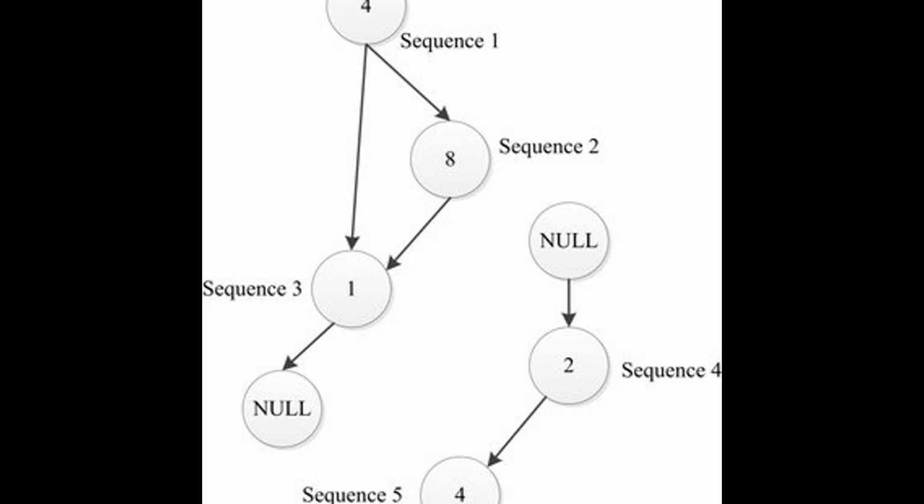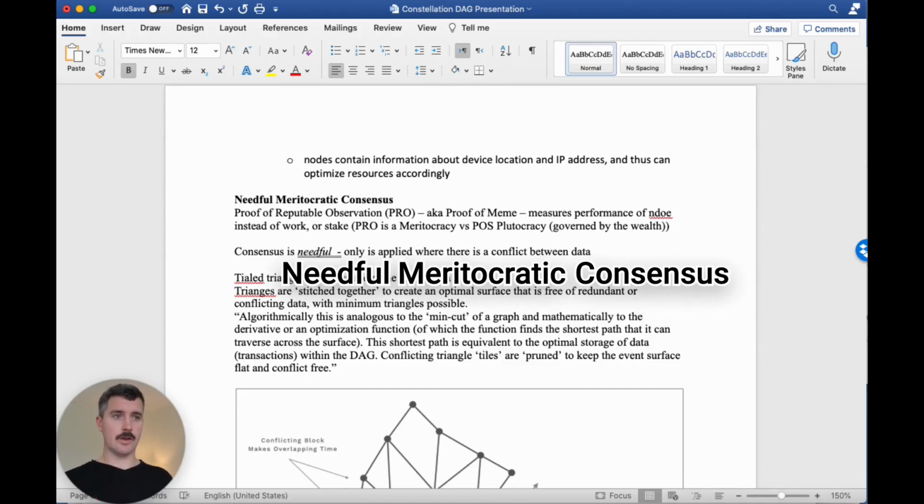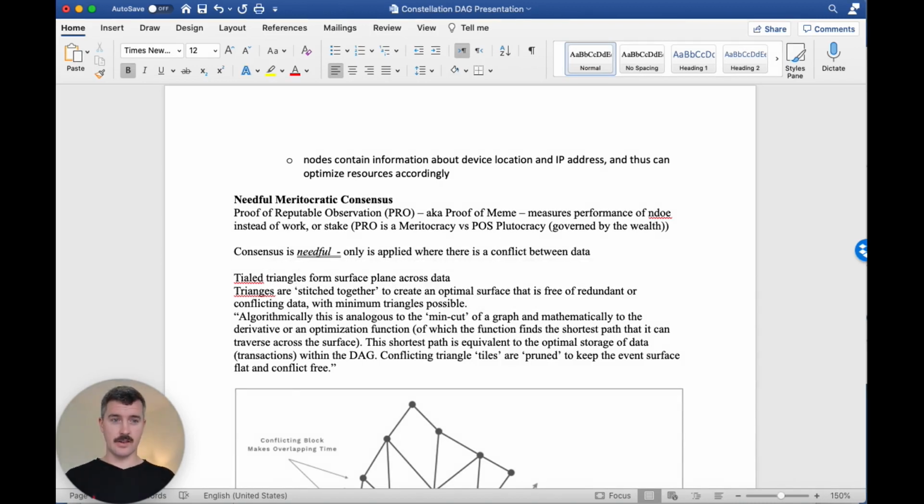But let's now look at how they deal with conflicting data through their consensus mechanism. Constellation uses a needful meritocratic consensus. So what does that mean? Well, first it means that it only performs consensus where there's a conflict in the data. The nodes basically will start engaging in consensus and querying adjacent nodes and cross-checking the information that they have. So it's needful, which is an interesting distinction because most other blockchains don't adopt that approach. They perform consensus presumptively, right? It's the default, whereas here it's not the default.